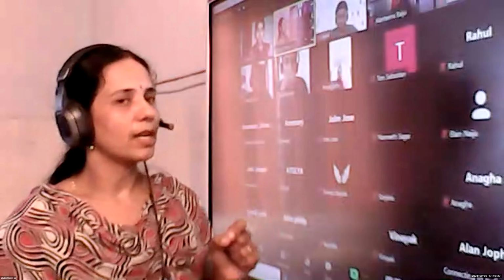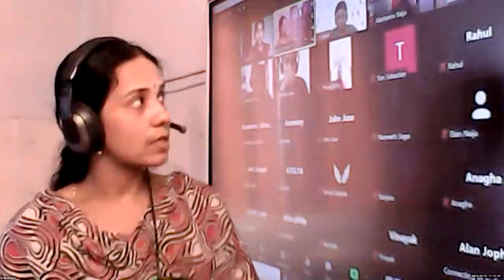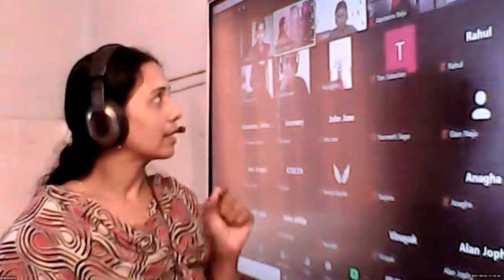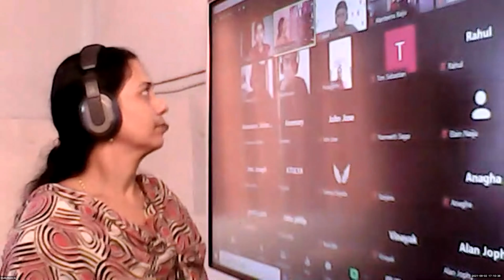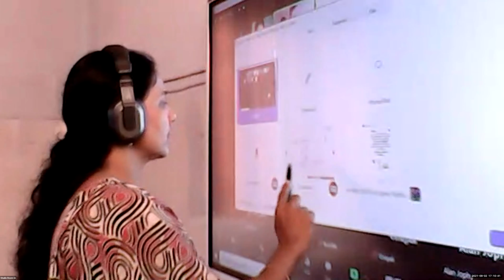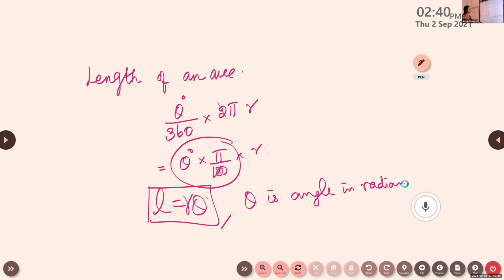So for the length of the arc, hereafter we will be learning the formula L is equal to r theta. What is theta? It is the angle subtended by the arc at the center, in radians. So L is equal to r theta is the formula. When you go for higher studies also, we will be using this formula itself. Length of the arc is given by L is equal to r theta. Write down this one: L is r theta, where theta is the angle in radians.